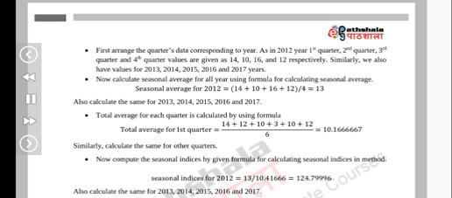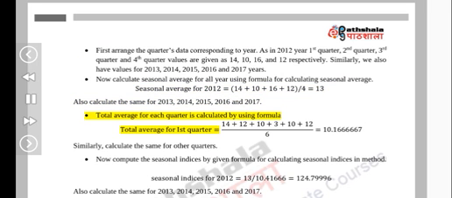First, arrange the quarters data corresponding to year. As in 2012, first quarter, second quarter, third quarter, and fourth quarter values are given as 14, 10, 16, and 12 respectively. Similarly, we also have values for 2013, 2014, 2015, 2016, and 2017. Now calculate seasonal average for all years using the formula for calculating seasonal average. Seasonal average for 2012 equals (14 plus 10 plus 16 plus 12) divided by 4 equals 13. Also calculate the same for 2013, 2014, 2015, 2016, and 2017.